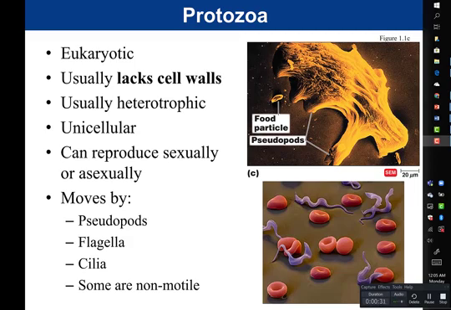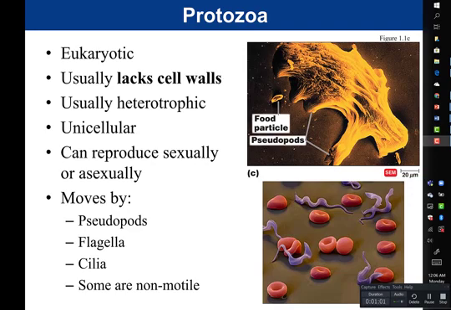Protozoans are going to be unicellular. So they exist as one single cell. You can see on the right here, this top picture in the yellow, that is amoeba, and it moves by pseudopods. Basically, it does a crawling motion, and it can also use pseudopodia to engulf its food. So they are going to be unicellular. They exist as one single cell.